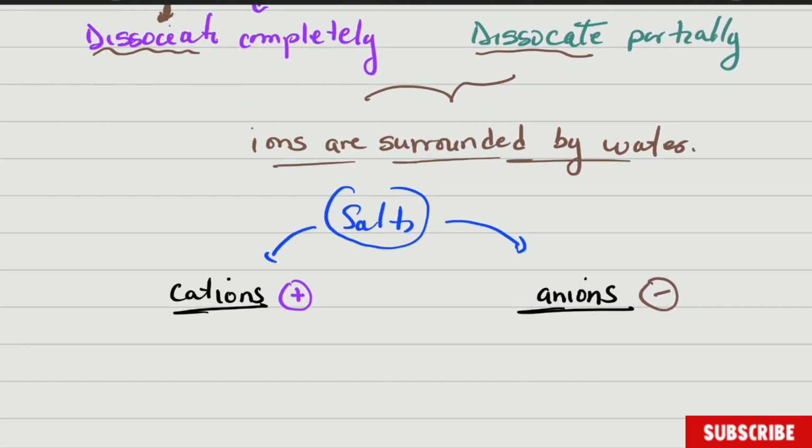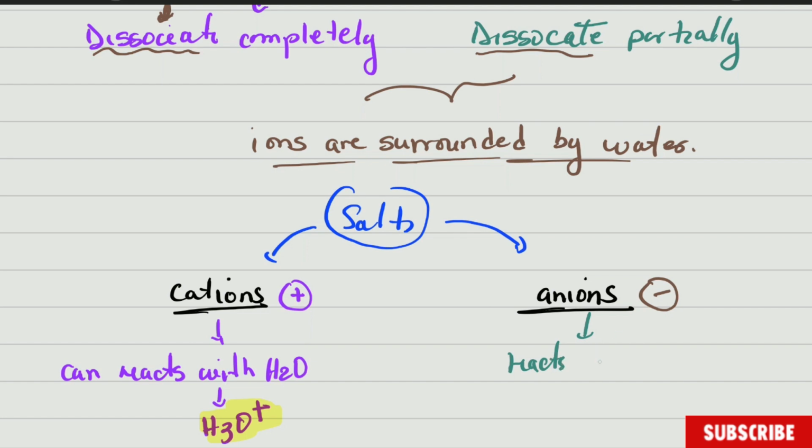Now, what is going to happen there? The cation can react with water, and if that happens, then H3O+ will form. And if the anion reacts with water, then what is going to form is OH-. So that is very, very important.